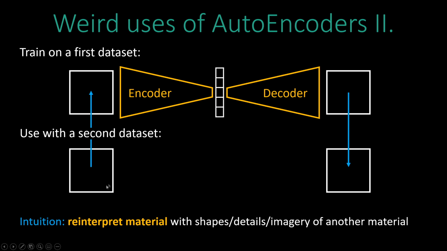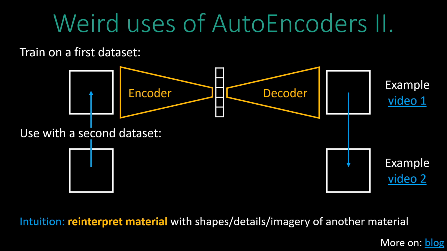What may happen is that this reconstruction will not be perfect. We will lose a lot of information from here, because this model was never supposed to encode these images. It was supposed to encode images from the first dataset. But as a consequence, what may happen is that these images will be reinterpreted through the compression space of the first dataset. So we can see this in the example of these two videos.